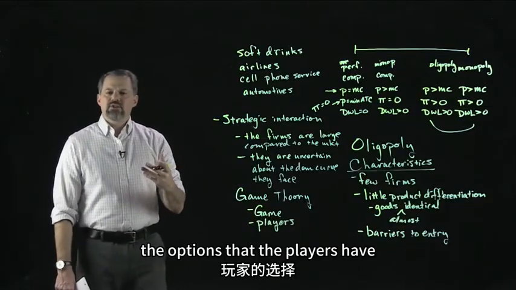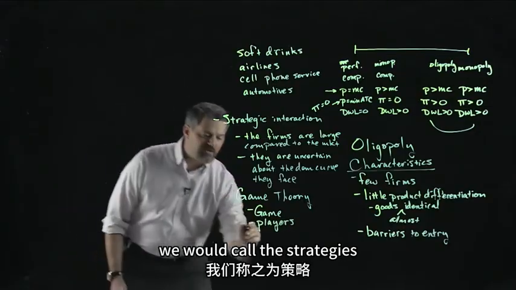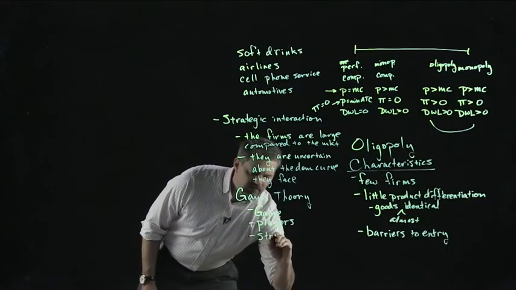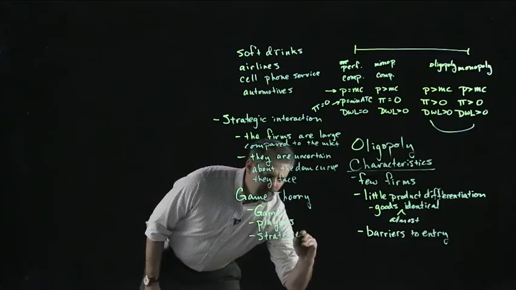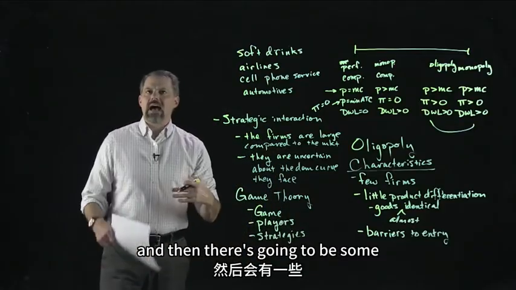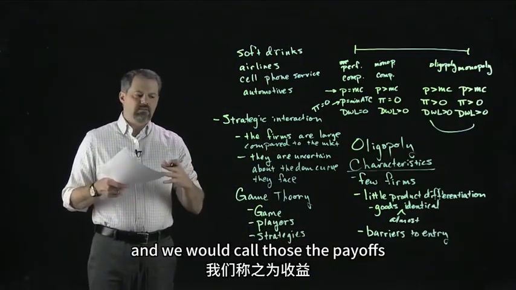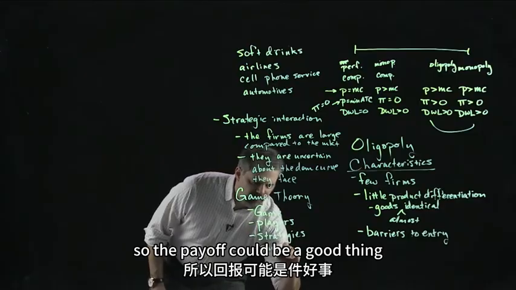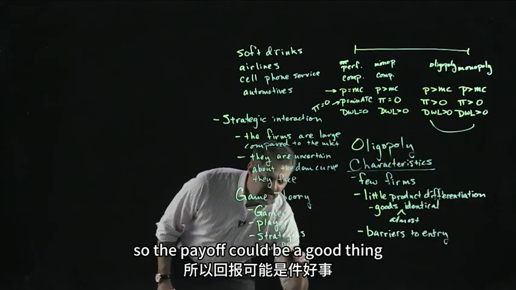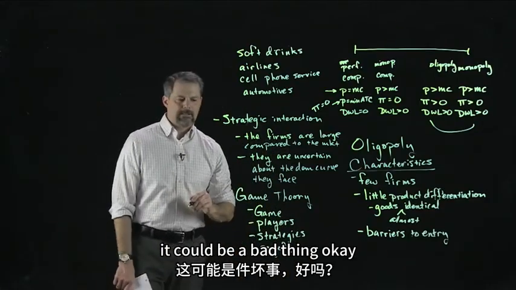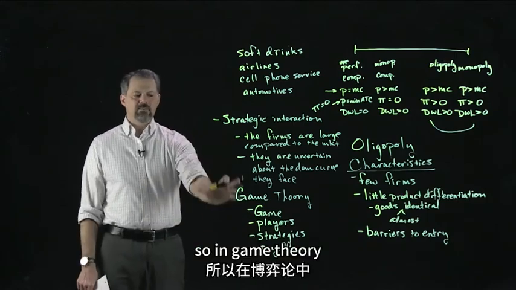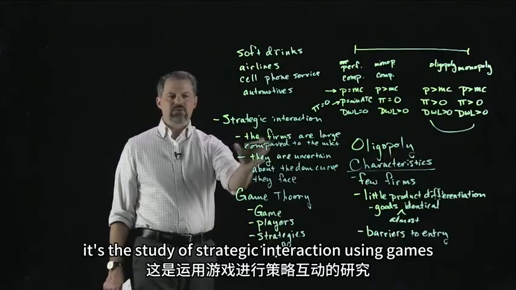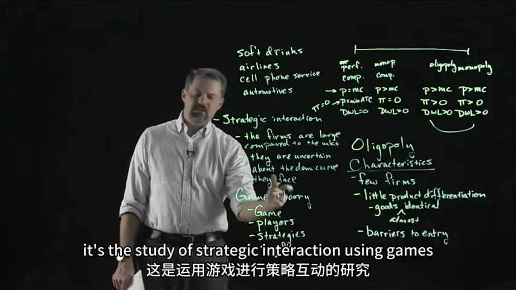The options that the players have we would call the strategies. And then there's going to be some outcome of the strategy, and we would call those the payoffs. So the payoff could be a good thing, it could be a bad thing. Okay? So game theory is the study of strategic interaction using games and players.